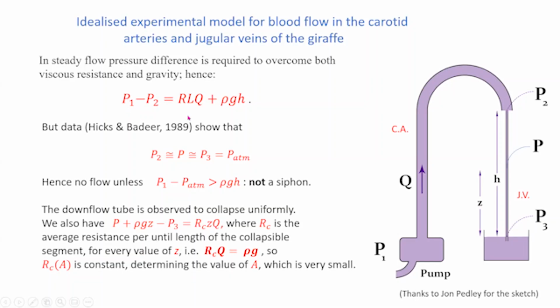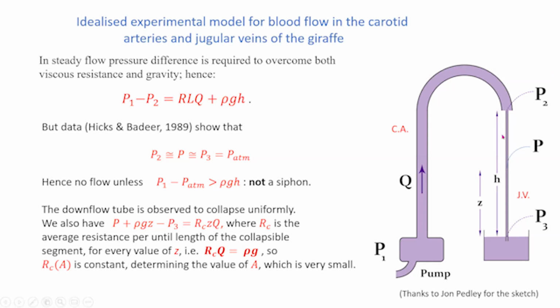So if we look at the pressure difference from the pump, the heart, to this exit from the skull, P1 minus P2, there are 2 contributions to it on average. One is a viscous resistance: R is the resistance per unit length, L is the length, Q is the flow rate, plus the gravitational term rho gH. Now, in the model experiment that was done, the external pressure is atmospheric, and therefore the internal pressure will probably be close to atmospheric. In the experiment, it was more or less precisely atmospheric. So P1 minus P atmospheric, in order to get any flow rate at all, has to be greater than rho gH. So that says that to get any flow rate at all, you need to have enough pressure to pump the blood uphill.